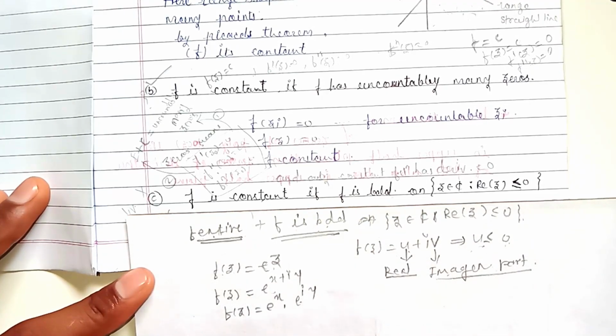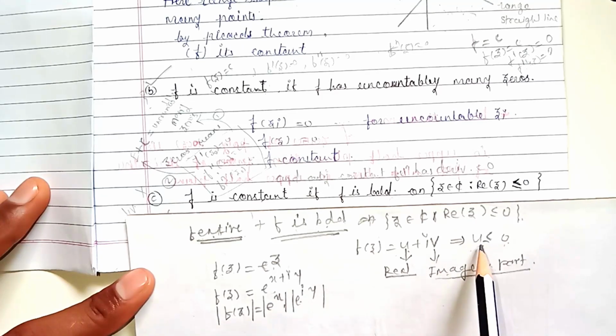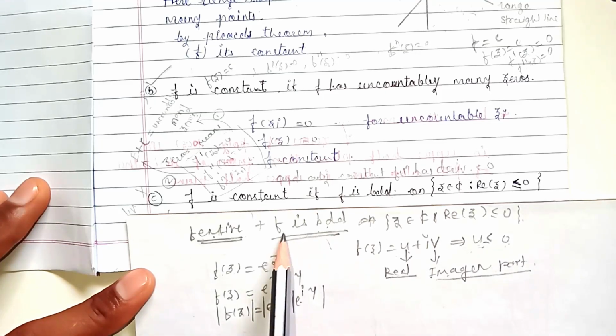So take the modulus on both sides. e raised to x, that means e raised to u, like I consider u here and x here. So e raised to x needs to be 0 or smaller than 0, then f is bounded. Only for this condition is f bounded.